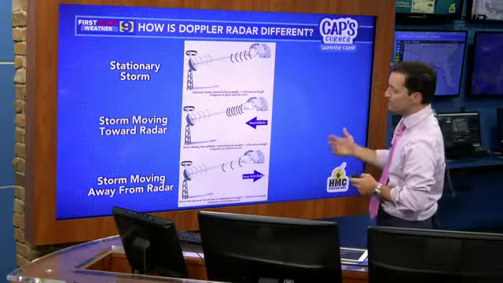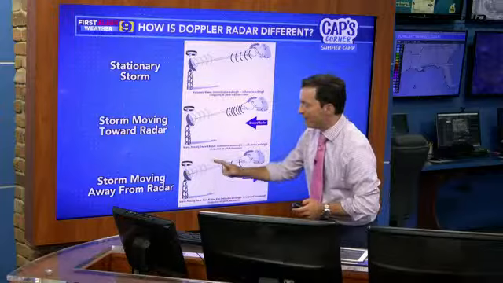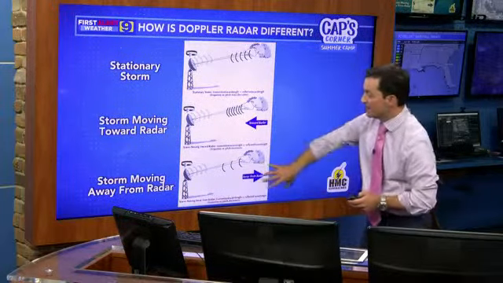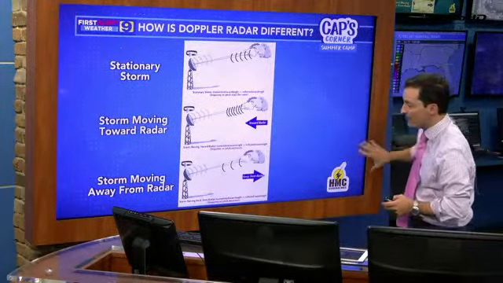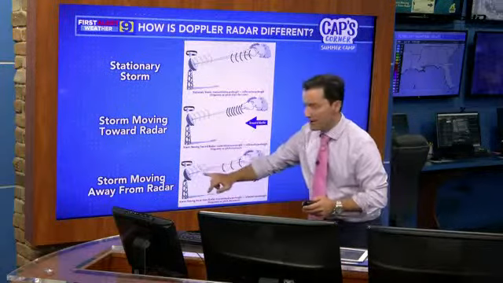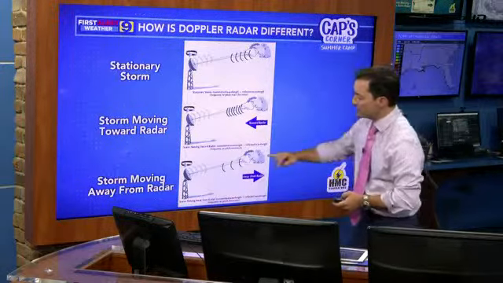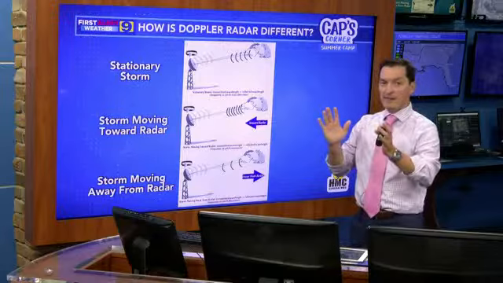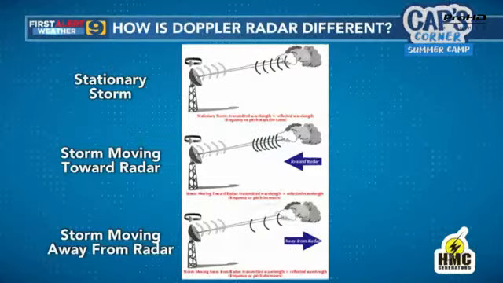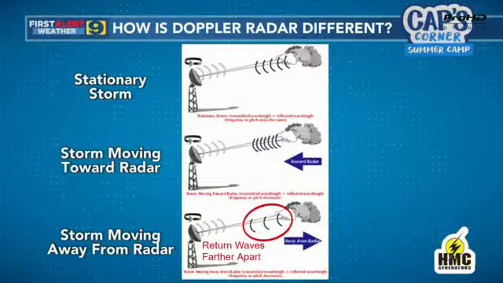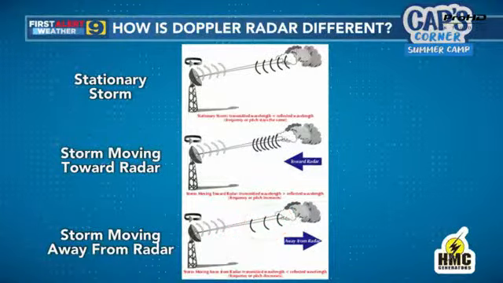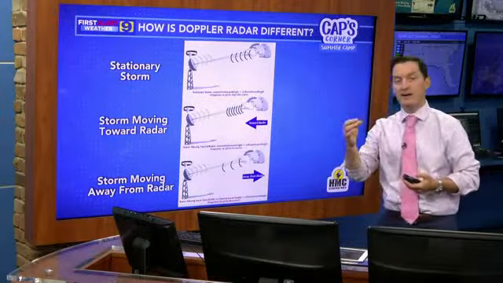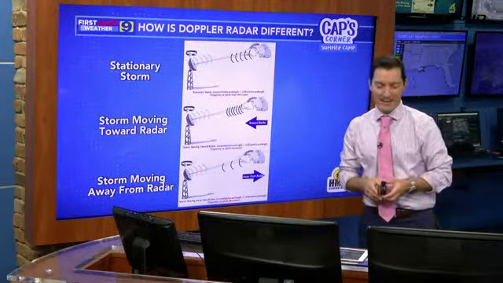Now, in the opposite example, if we have our radar over here and the storm is moving away from the radar, our radio waves go out at their given wavelength. As they bounce off of the storm, the wavelength actually increases. The amount of space between the two radio waves increases. So that's another change that we can detect using Doppler radar.